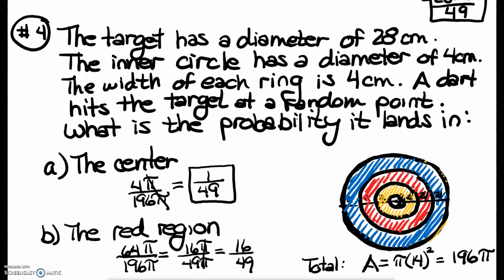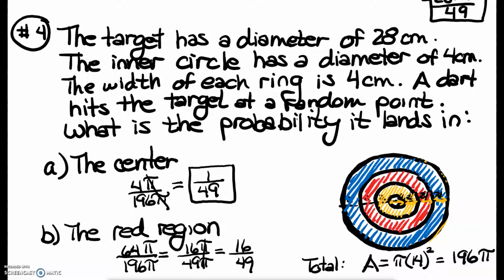In the last video, we ran out of time when we were working on this problem, so let's go ahead and review what we did. We were finding the probability of area, so we have to calculate area, and it says the target has a diameter of 28 centimeters, the inner circle has a diameter of 4 centimeters, and the width of each ring is 4 centimeters. So that means from here to here is 4 centimeters, 4 centimeters, 4 centimeters, and 4 centimeters.